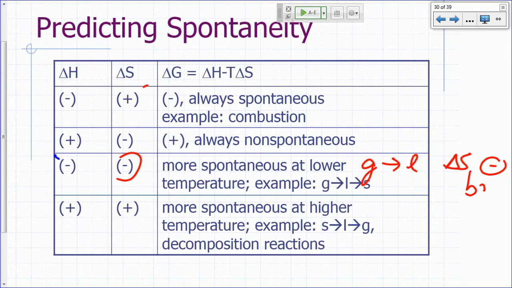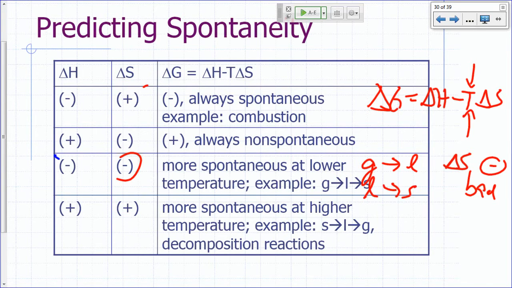So that's bad, right? To mitigate that, you lower the temperature because delta G is equal to delta H minus T delta S. So you minimize the effect of the bad by going to lower temperature. So condensation happens better at lower temperature than it does at higher temperature. Liquid to solid, same thing. Freezing is favored at low temperature, not at higher temperature, right?